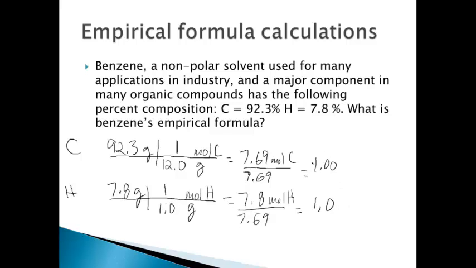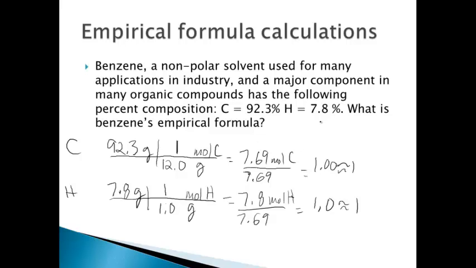Alright? And both of these numbers are approximately 1 each. Alright, so step 3 was to divide by the lowest number that came out to our answers here. What we are looking for is whole numbers here. And for this problem, they both came out to be whole numbers. That's fantastic. Once we get whole numbers here, we can now find the empirical formula. And here's what you do.